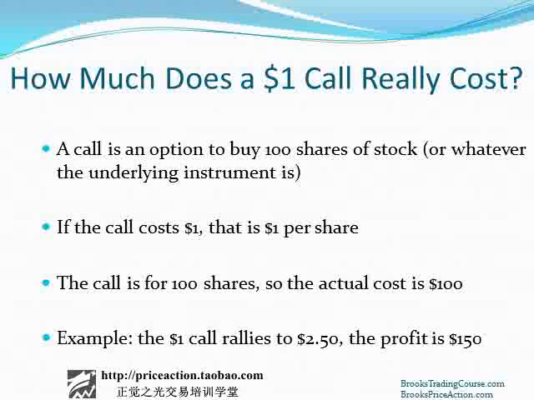Okay, if the call costs $1, that's $1 per share. You know, one option, one call controls 100 shares of stock. So if the price on my computer says that it's $1 for the call, I'm actually paying $100 for that call. And if I pay $1 for the call and sell it for $2.50, I made $1.50, but that's times 100 shares, so my actual profit is $150.